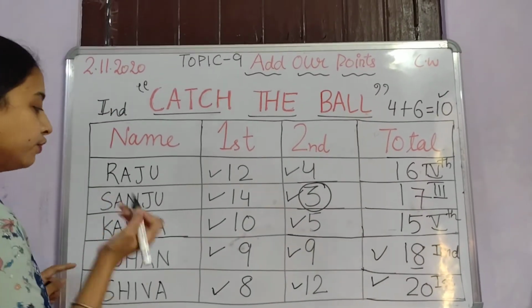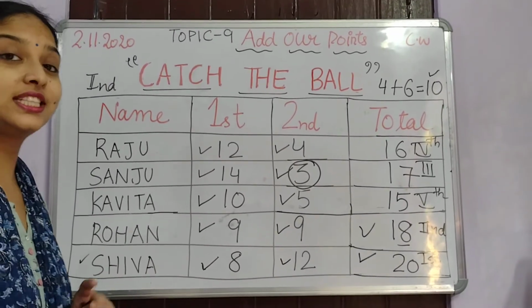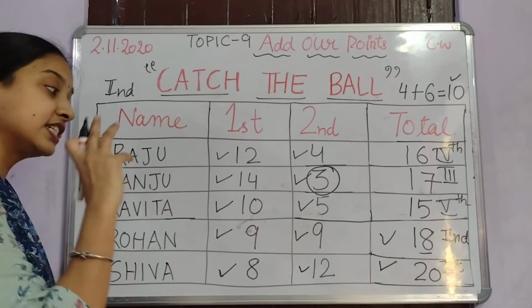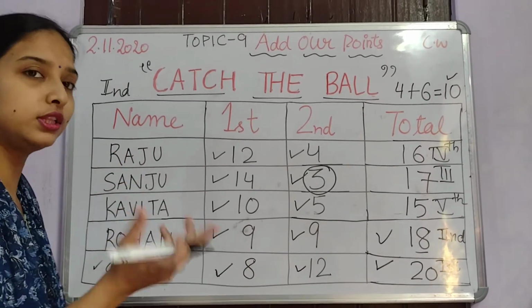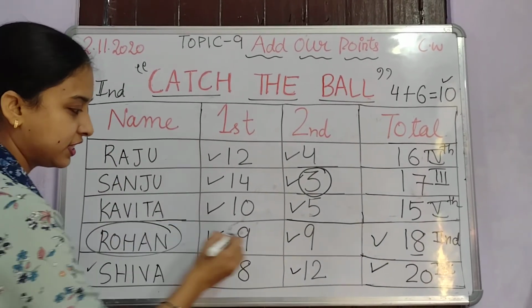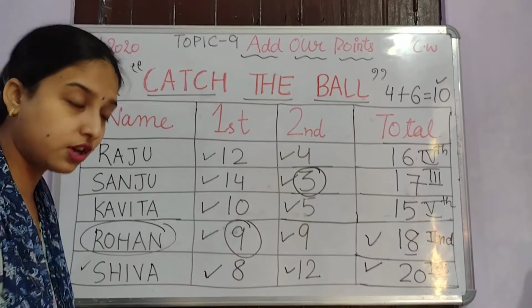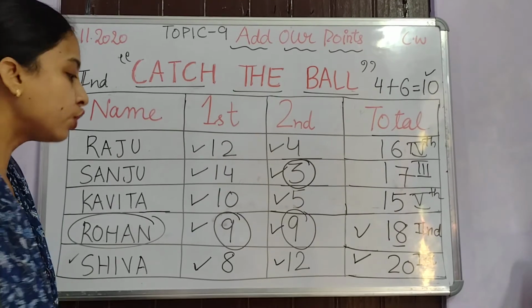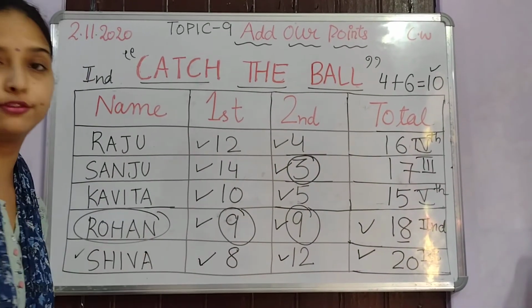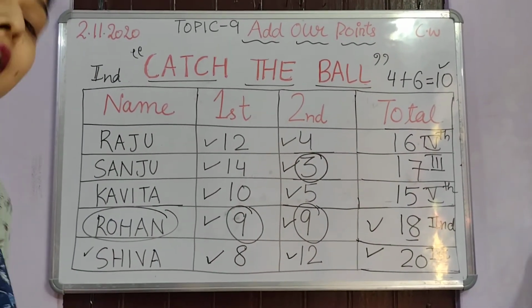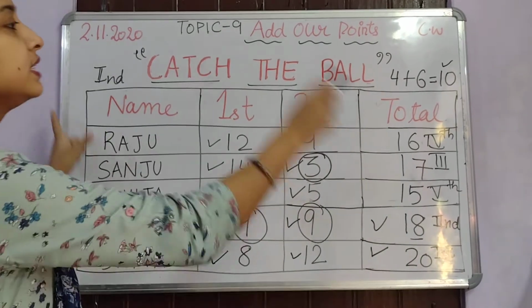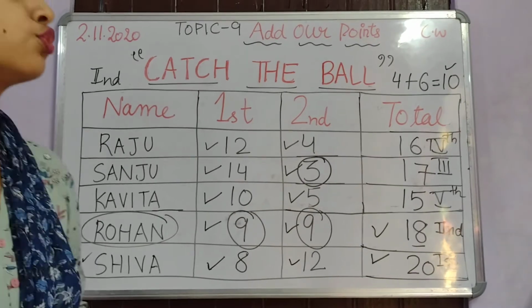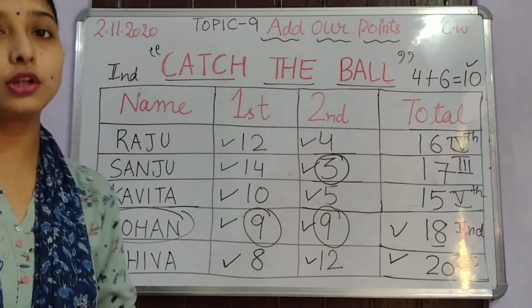Now you tell me who has scored the same points in both the rounds. Rohan, because he has scored 9 marks in the first round as well as 9 marks in the second round. So this is the way we have drawn the table, and you have to understand what this table is telling us. I hope you have understood the concept of catch the ball.